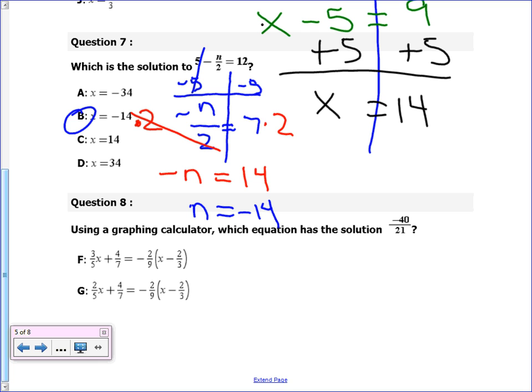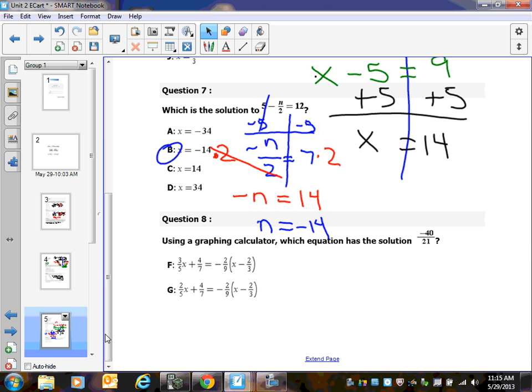So our answer for this one was choice B. Now, number 8. Number 8, I went ahead and put this in the calculator already. So let's take a look at what I did.